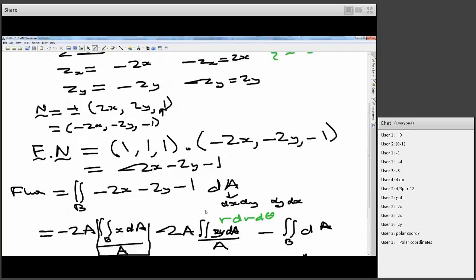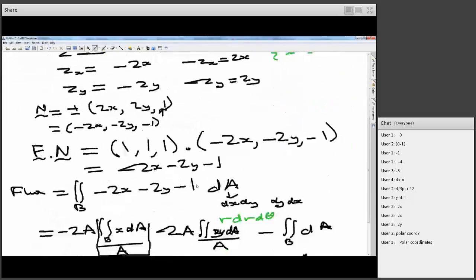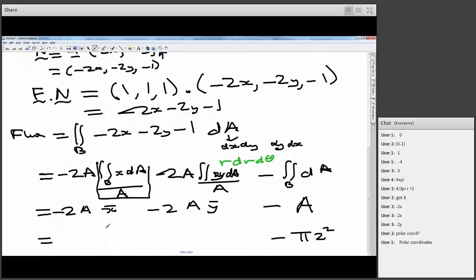But if I draw a circle, so I've got my little circle here, the center of mass of this circle would be, well, it's nice and symmetric. It's going to be bang in the middle here. So the coordinates of the center of mass would be bang in the middle, the origin, and so it's going to be 0 and 0.